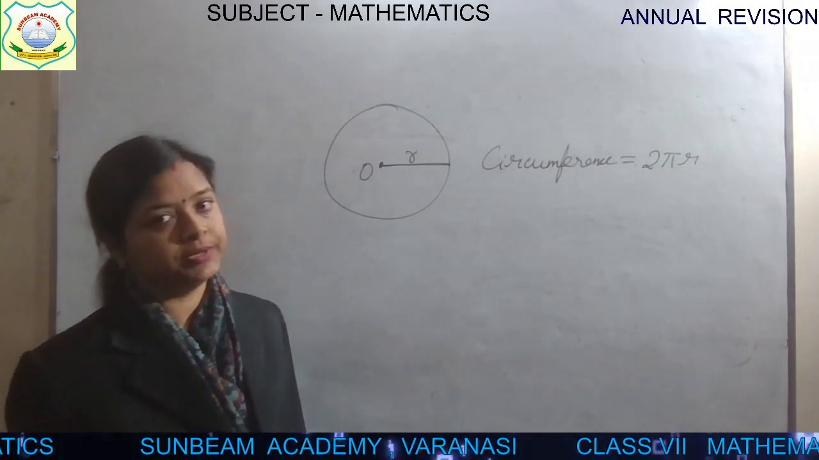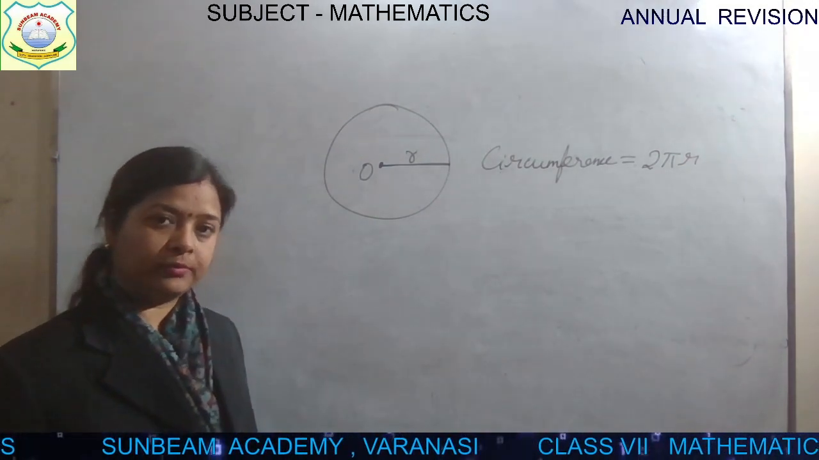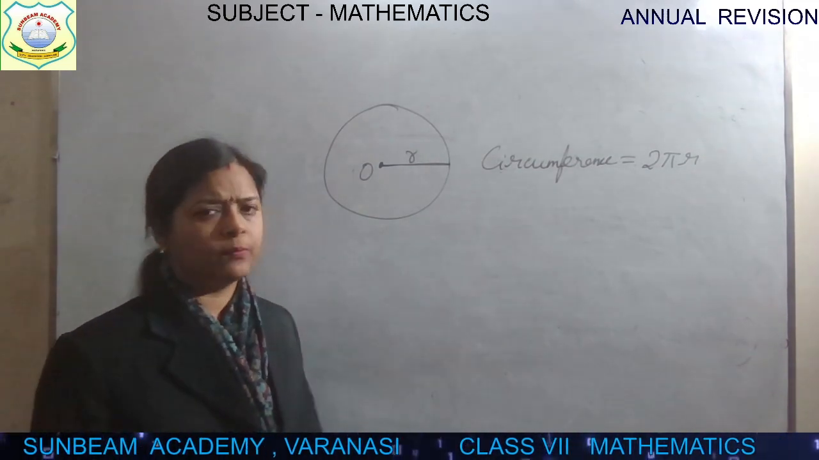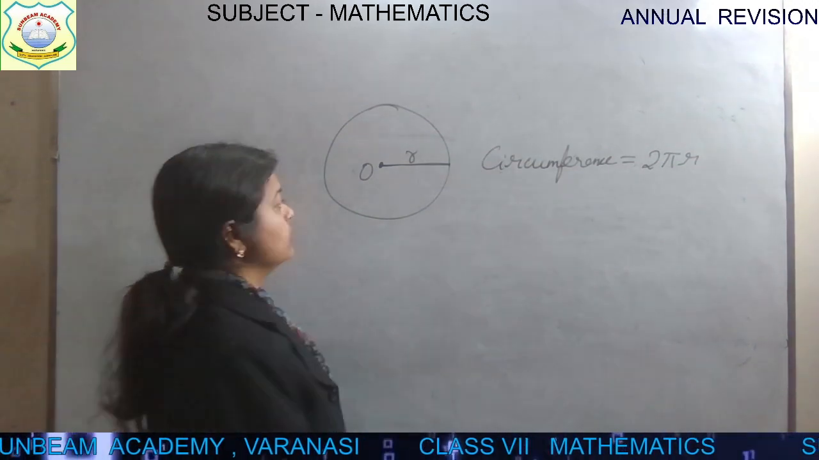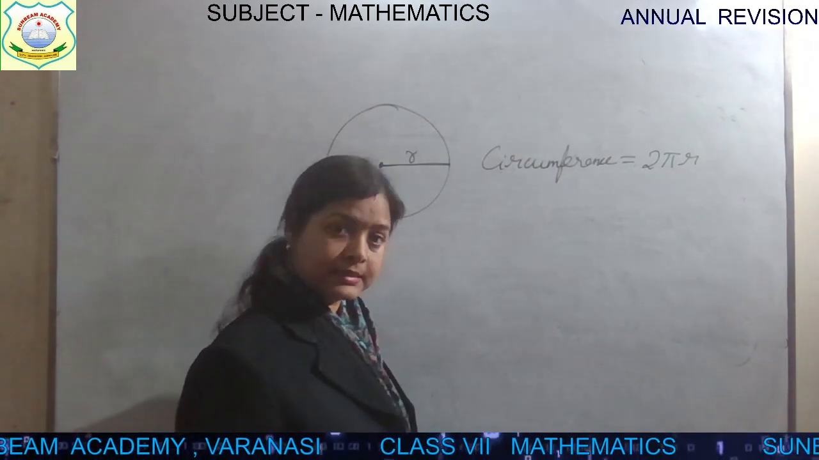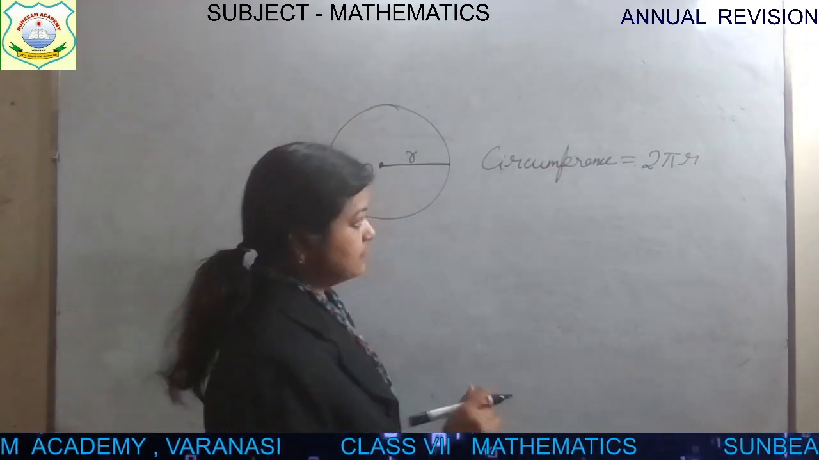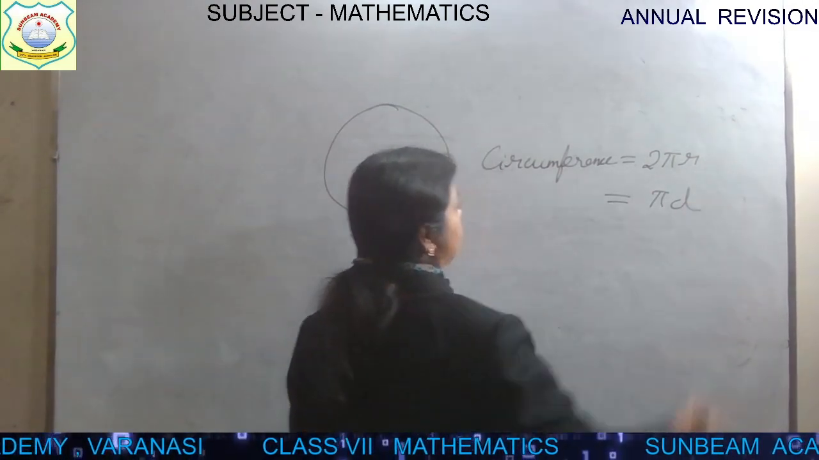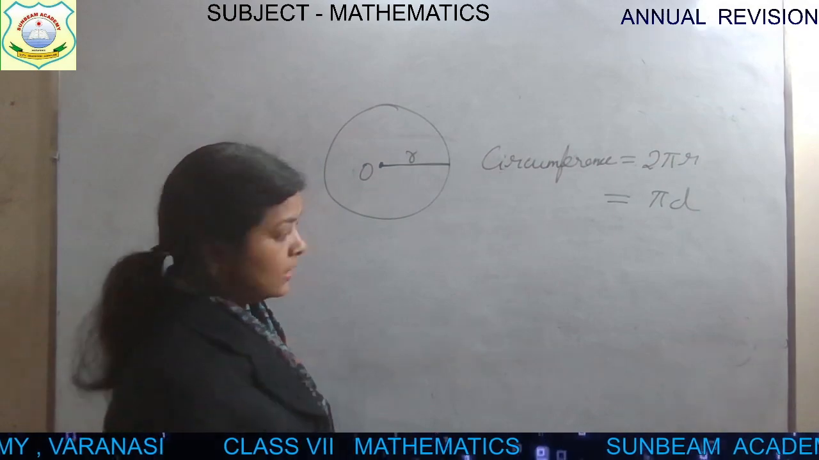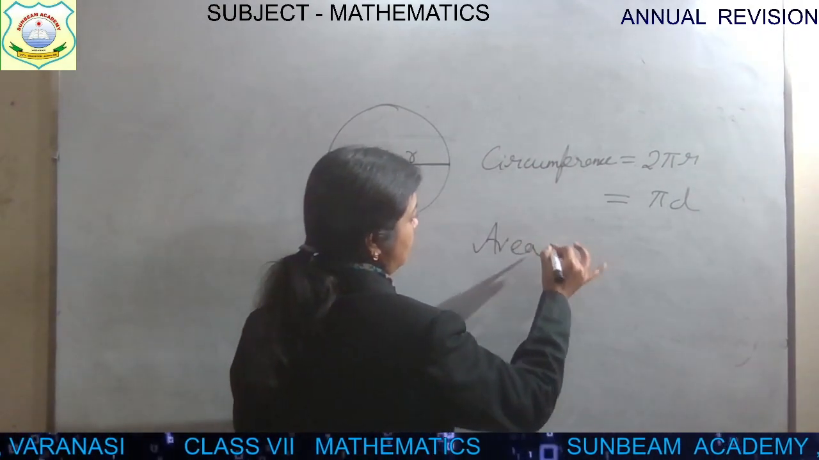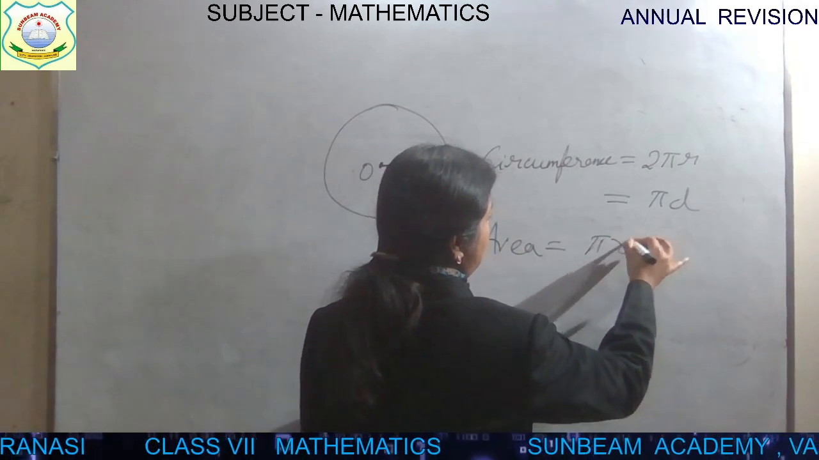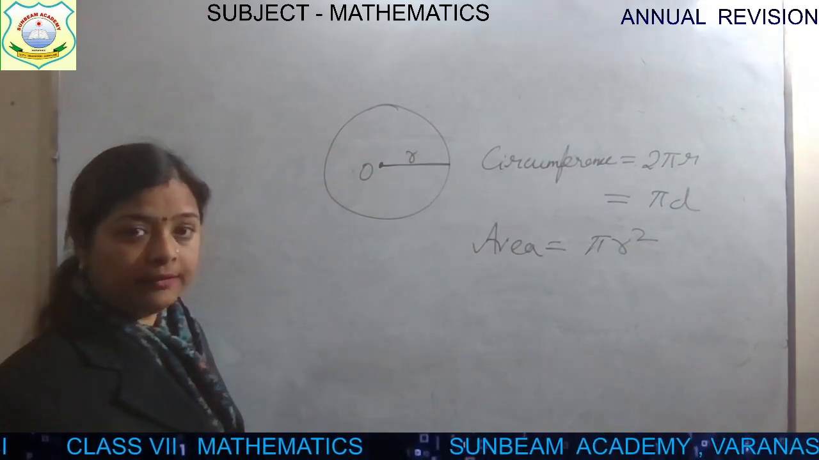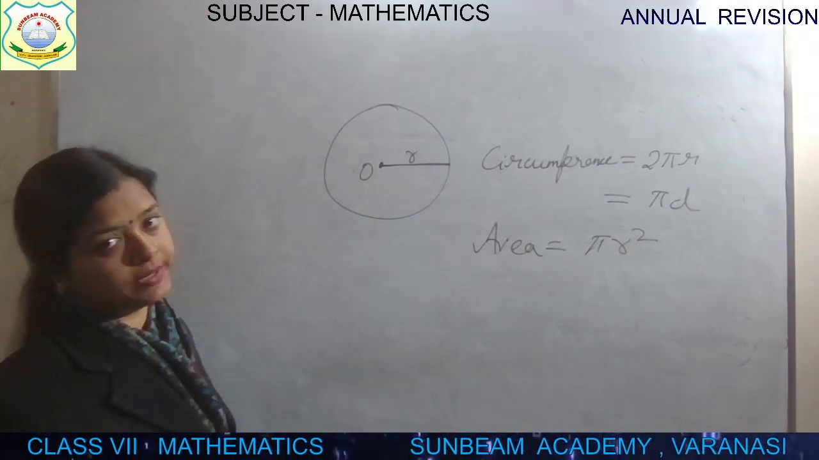ठीक है. Where pi is 22/7 or 3.14. Whatever is given in the question, use that. Otherwise, use 22/7 or 3.14. It will not affect, children. So use pi value as 22/7. What is r? R is the radius. Sometimes the diameter is also represented as pi into d. And area, if you will talk about area is pi r square. Pi and radius into radius. R square means radius into radius.